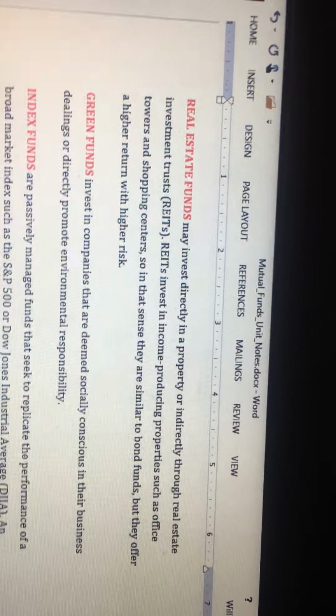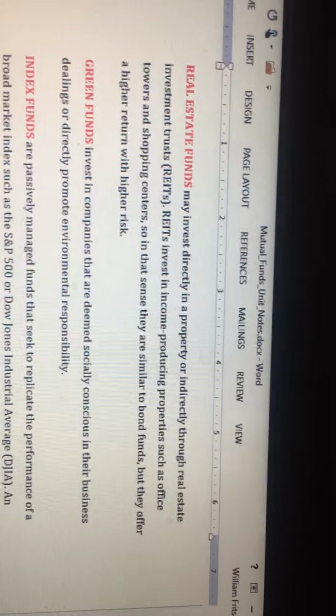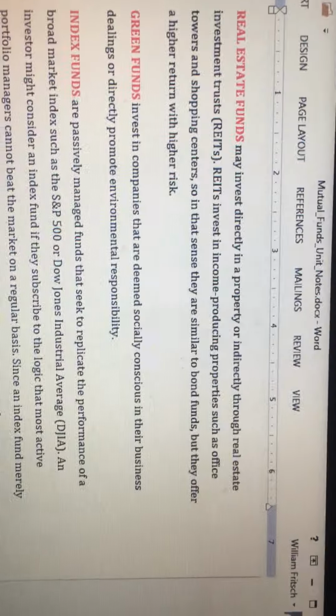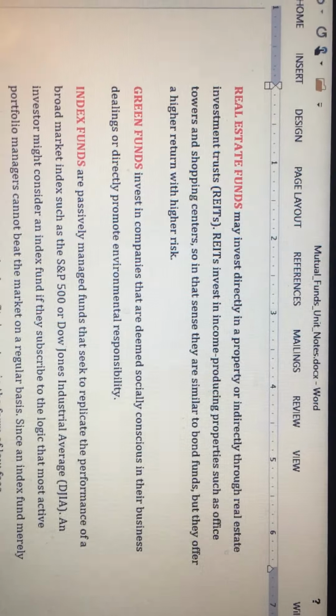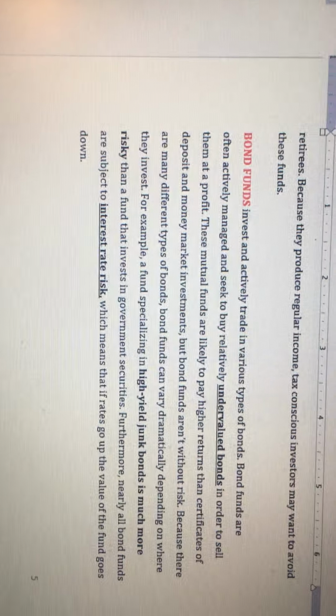Real estate funds, instead of buying properties yourself and managing the properties, you can just buy into a real estate fund. You can buy in the funds that invest in companies that are good for the environment. Anyway, there's a lot of different funds. I don't want to go through each one. There's a good paragraph of information for each one of those.